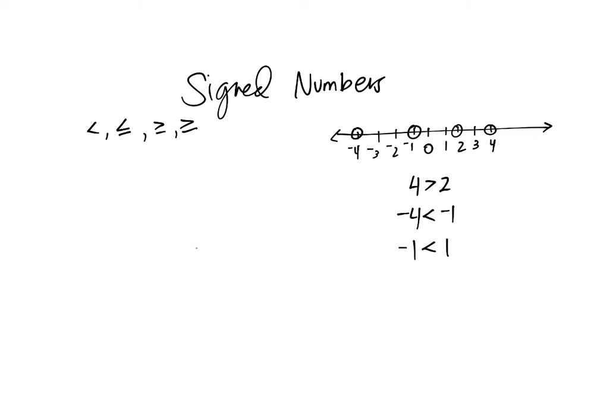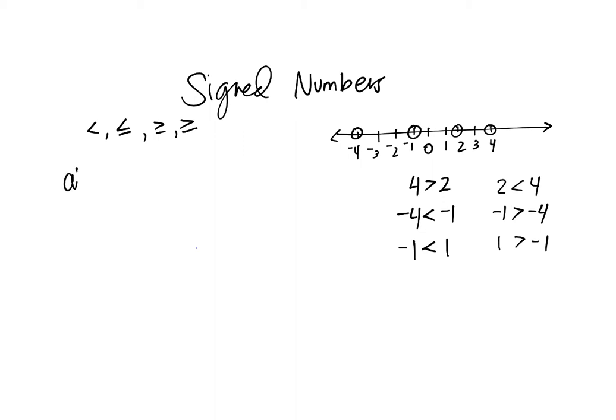I think it's important to note that the opposite is true. So if this were flipped, 2 is less than 4. -1 is greater than -4. 1 is greater than -1. These are all true statements.